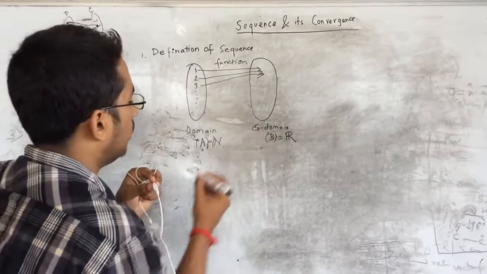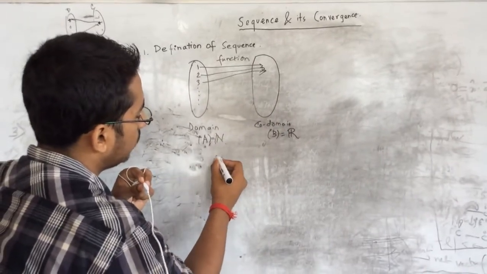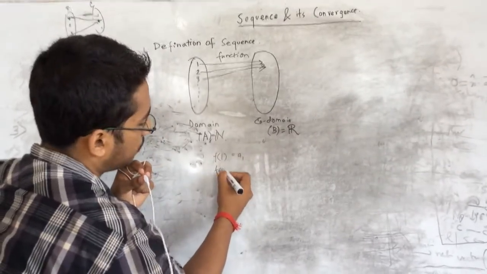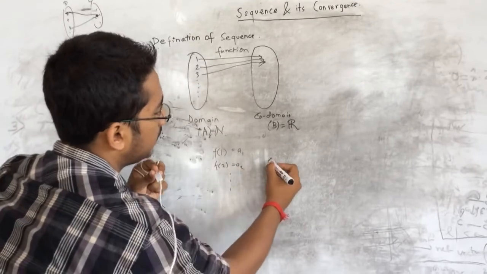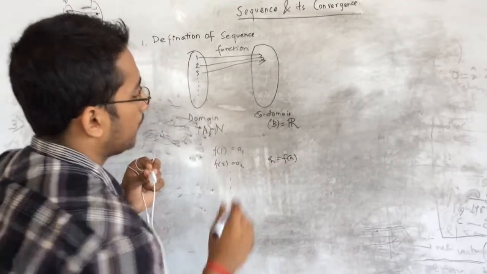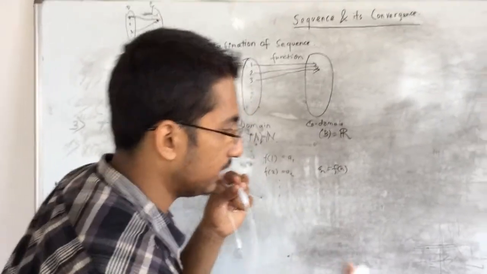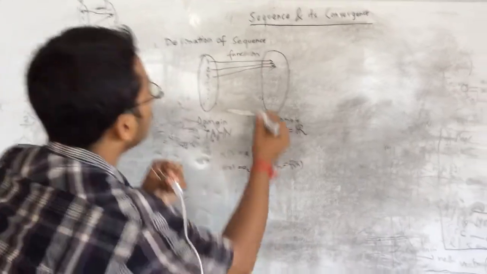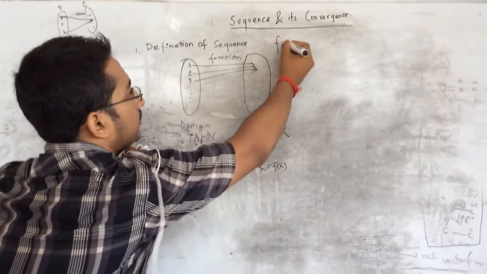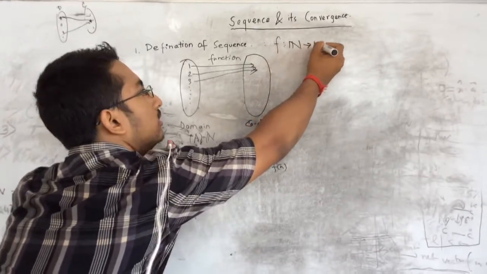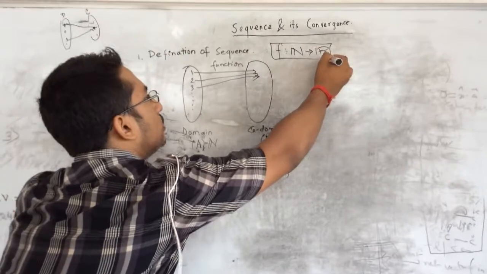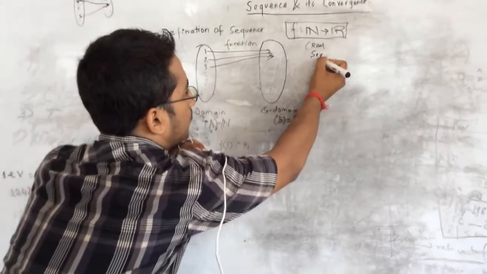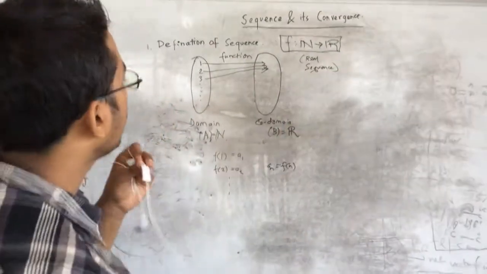So it's like we are assigning a number to 1 as f of 1. Many times we write f of 2 as a2, and so a_n is equal to f of n. So this is what it exactly comes down to: a sequence is a function from the natural number set to the real number set, and that's called a real sequence.